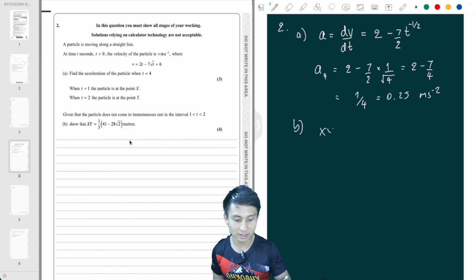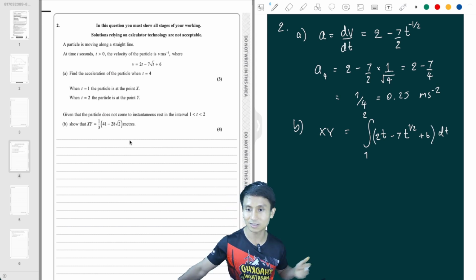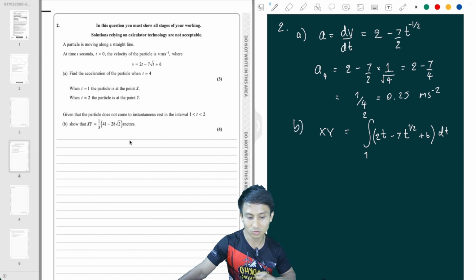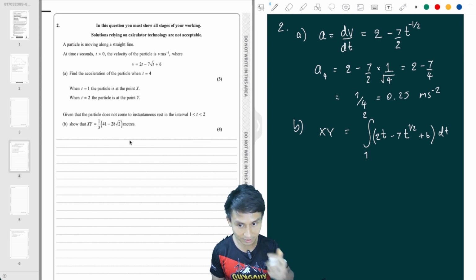So xy would just be to integrate from 1 to 2 of the velocity function. Just going to change it to an index form here. Oh, I forgot the 6. And then we don't need to find the constant c because this is definite integration. So just that, and that's fine. Okay, so distance xy.